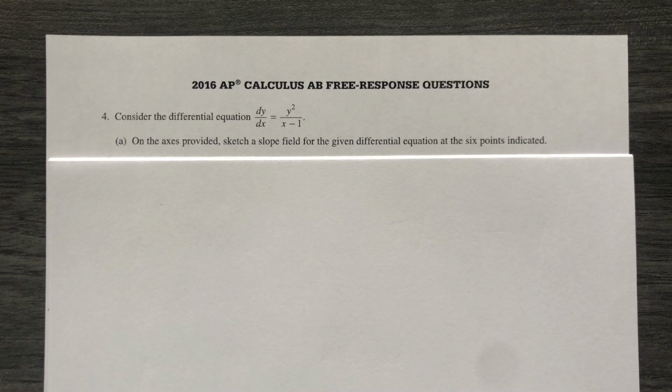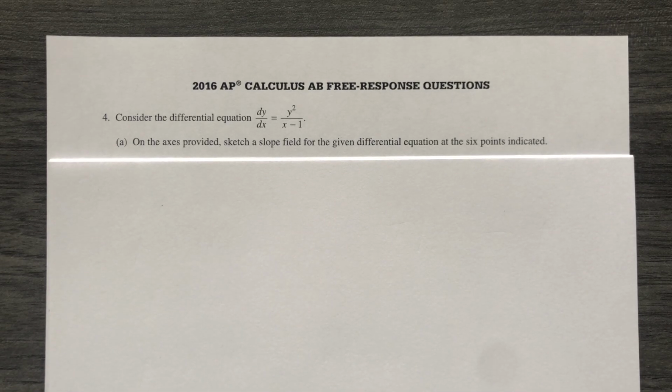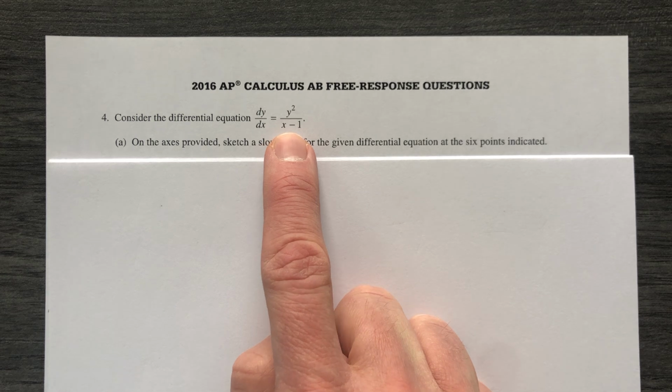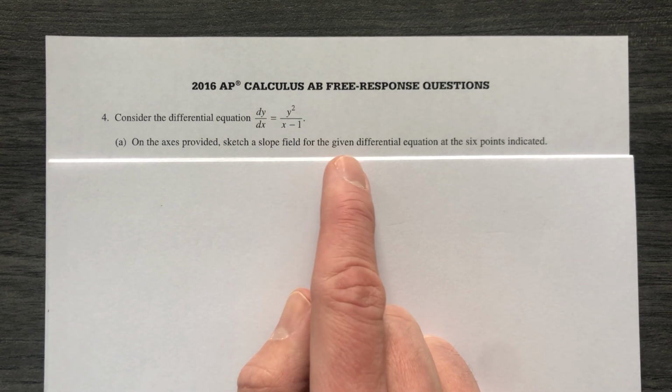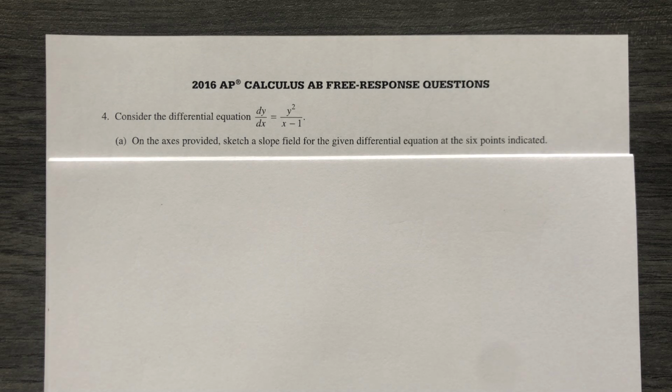All right, here we go. 2016 AP Calculus AB number 4. Let's consider this differential equation. And then on the axes provided, we're going to sketch a slope field for the differential equation at the 6 points indicated. Now, I have already done this actually, so I'm about to move the paper and you're going to see what I have.